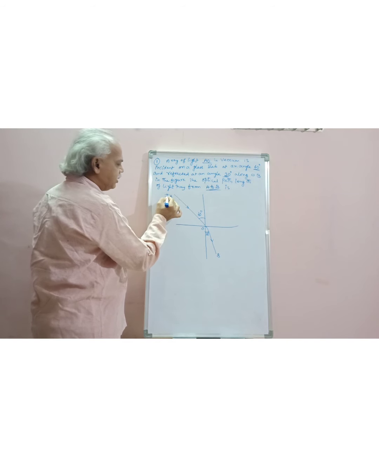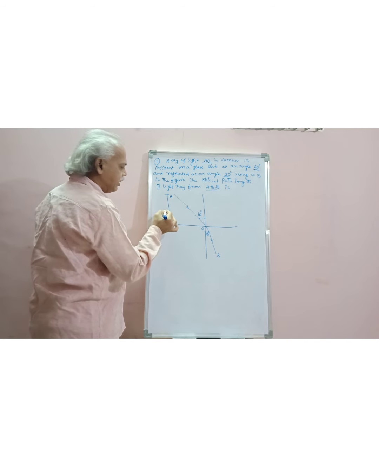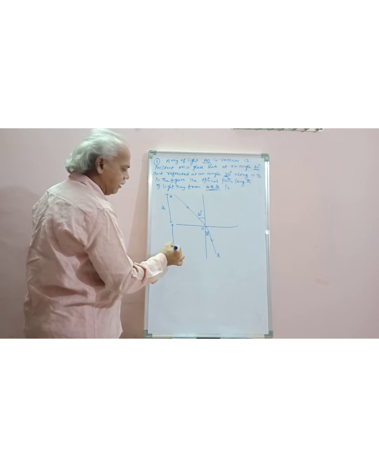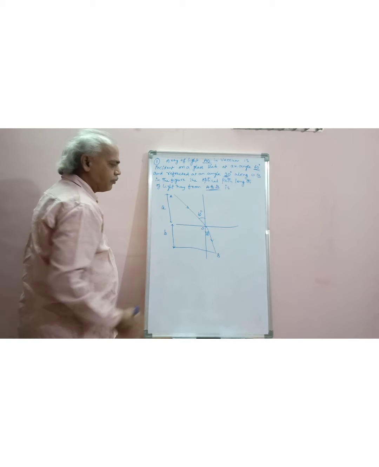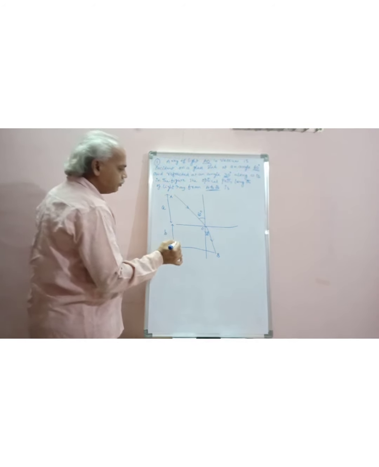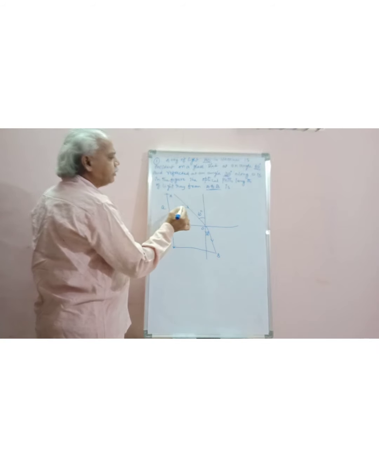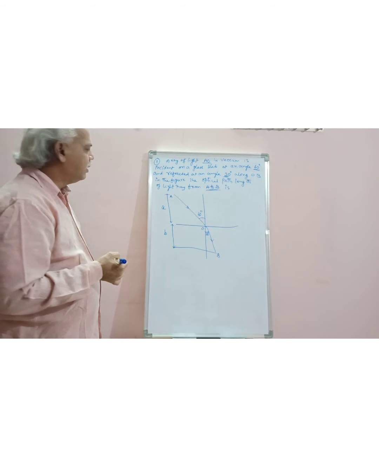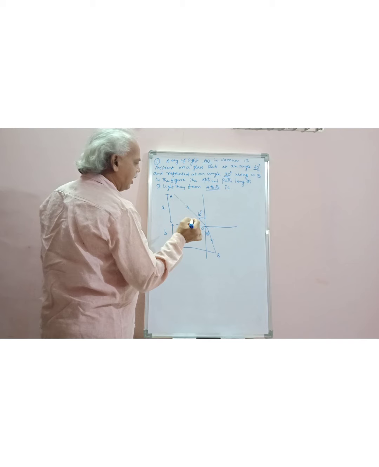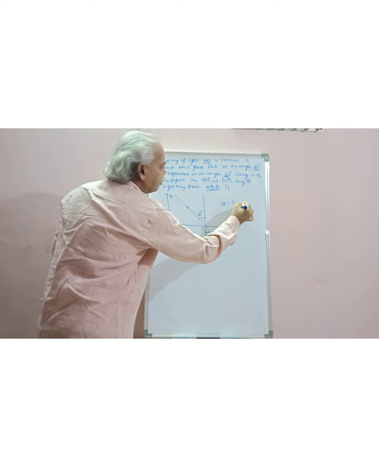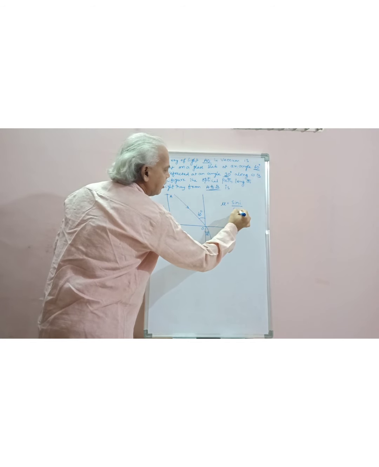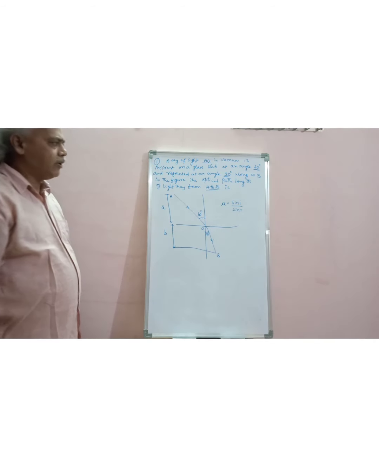Here, the distance AO is taken as small a, and the distance travelled by light in glass slab, say it is b. So we use Snell's law here. From Snell's law, mu is equal to sin i by sin r.